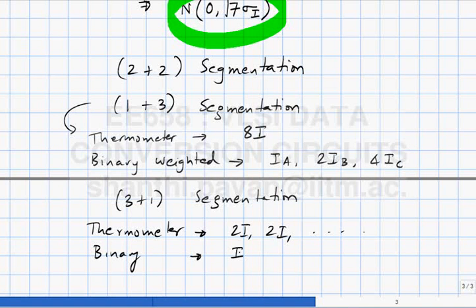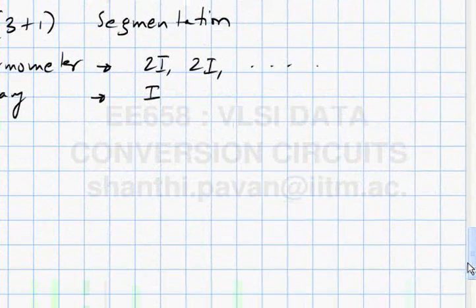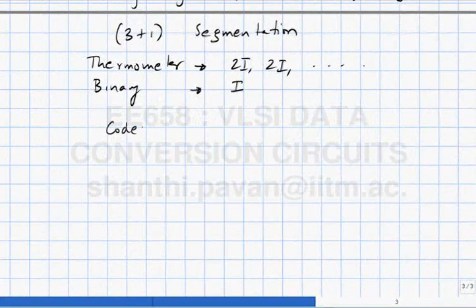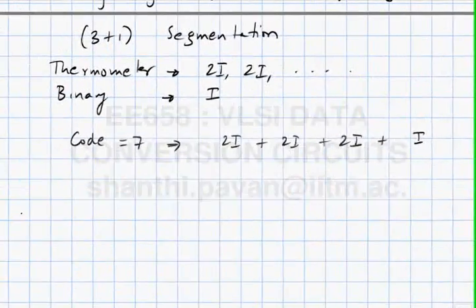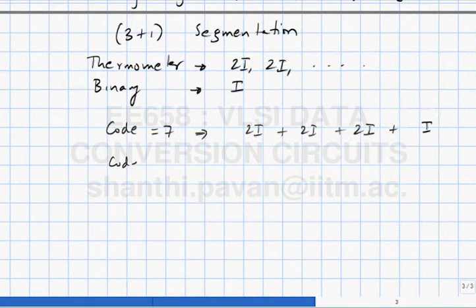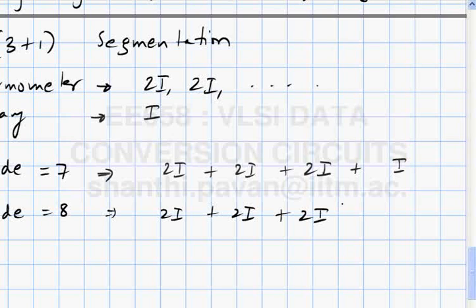On the other hand, the DNL: what is the worst case DNL now? When it changes from 7 to 8, for example, what do you get? When the code is 7, you have nominally 2i plus 2i plus 2i plus I, right? And when the code is 8, these current sources will remain the same. In fact, all these 3 will remain the same.